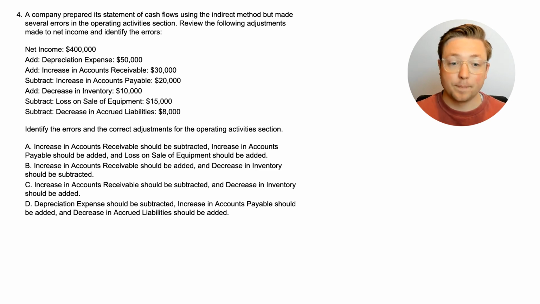So they have the net income, they added a depreciation expense, they added an increase in accounts receivable, they subtracted an increase in accounts payable, they added an increase in inventory, they subtracted a loss on sale of equipment, and they subtracted a decrease in accrued liabilities. So again, we need to identify the errors and correct the adjustments for the operating activities section.